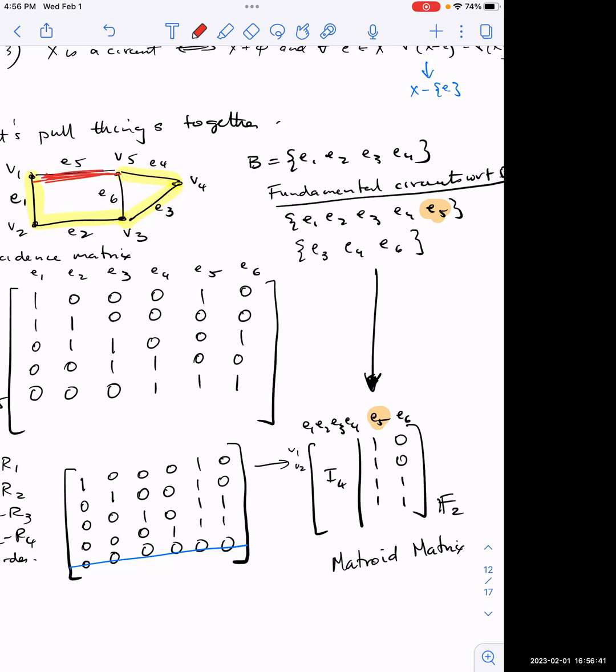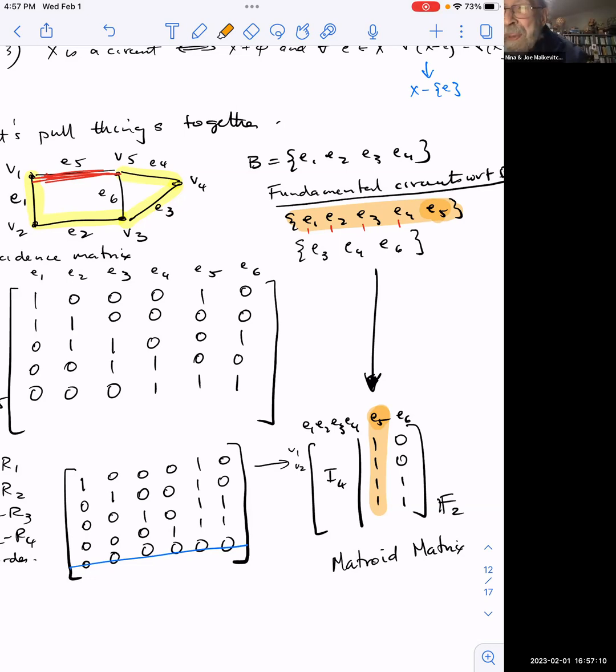So this is the fundamental circuit with respect to this basis, right? E1, E2, E3, E4, E5. So E4, put a 1, right? So put a 1 everywhere. And that's what this column here is. Put a 1 for all the edges in the spanning tree.